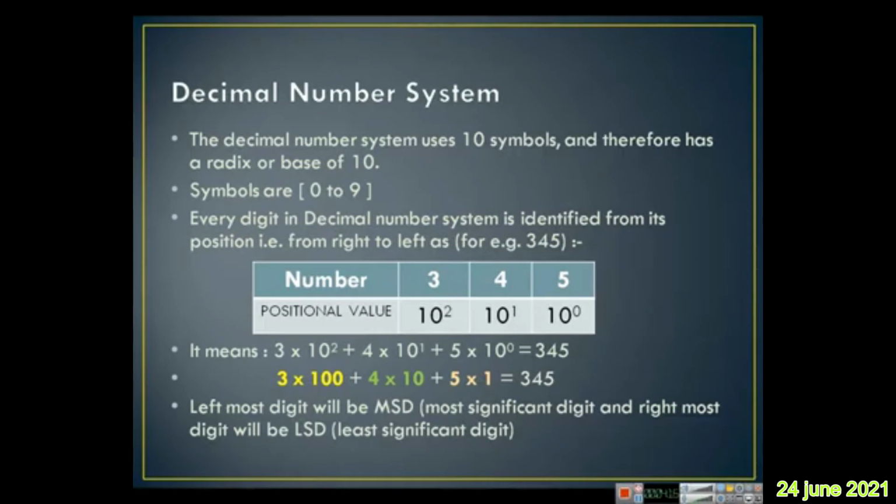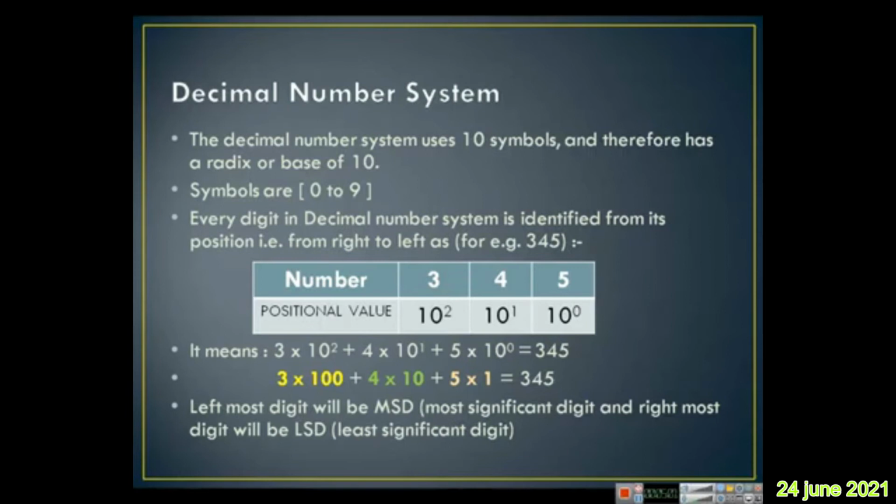From right to left. For example, take the number 345. Now, you can see the positional values. 5 is at the unit place, that is 10 raised to 0, and 4 is at the tens place, 10 raised to 1, and 3 is at the hundreds place, that is 10 squared, that is 100. Now how will we calculate? 3 into 10 squared plus 4 into 10 raised to 1 plus 5 into 10 raised to 0. If we evaluate, 3 into 100, 4 into 10, 5 into 1, as you know that anything raised to 0 is 1. 300 plus 40 plus 5 makes 345. That's how we conclude the value of the symbols given in the digits.